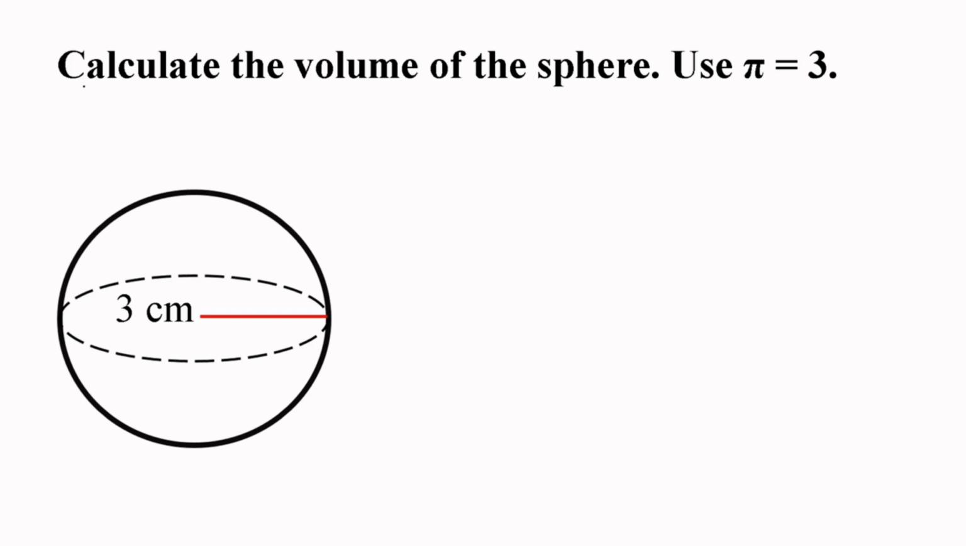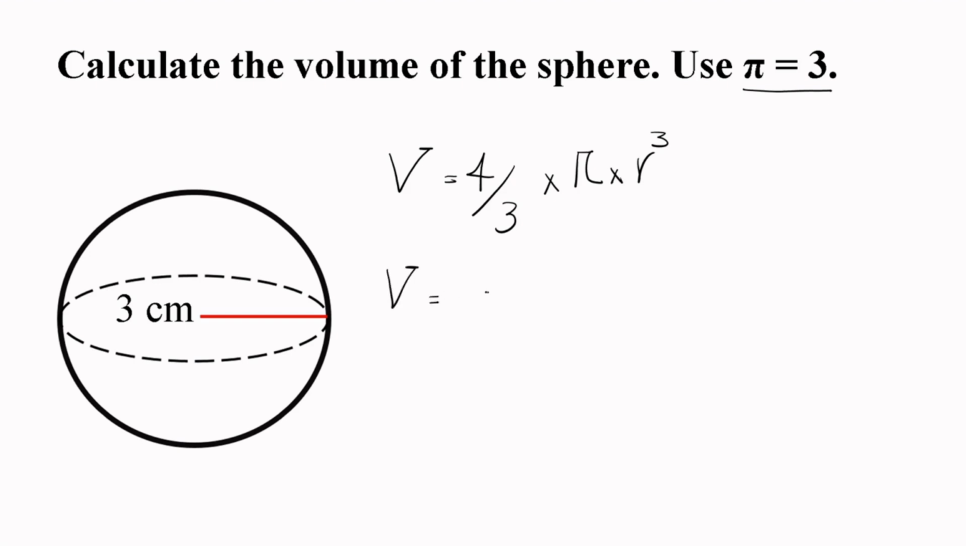We want to calculate the volume of the given sphere, and the question says again, use pi is equal to 3. Okay, I'm going to start with writing the formula: 4 over 3 times pi times r to the power of 3. The only thing that I need to do at this step is replacing the values.